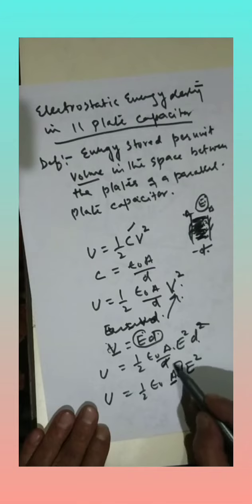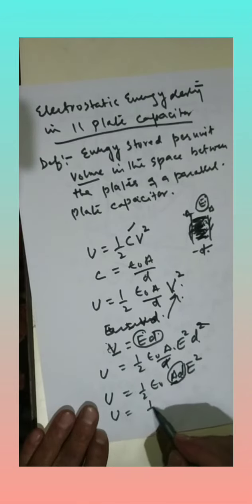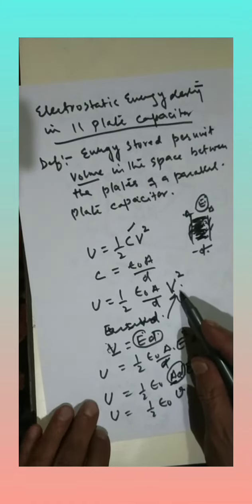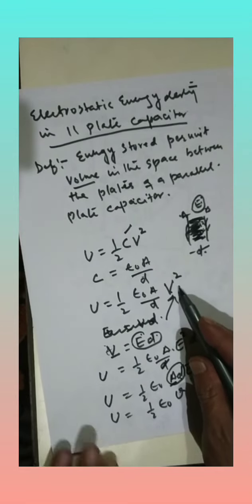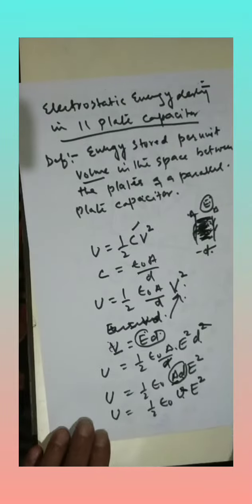Now A is the area, D is the distance. So area into distance, this is the volume. So we will write U is equal to 1 by 2 epsilon 0 small v E square. Don't get confused with potential difference; it is small v, that is the volume.